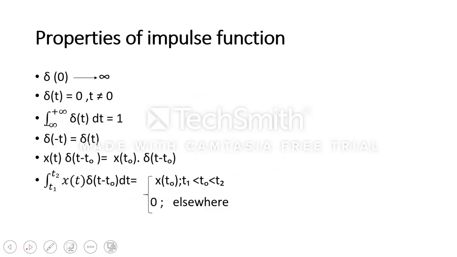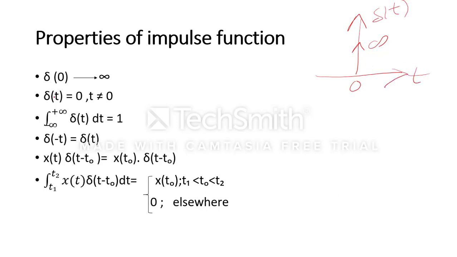So now the properties of impulse function. First property, because we know how impulse function looks like. If it is not unit impulse, if it is only impulse function, then its value is infinity at t equal to 0. Delta t is there.